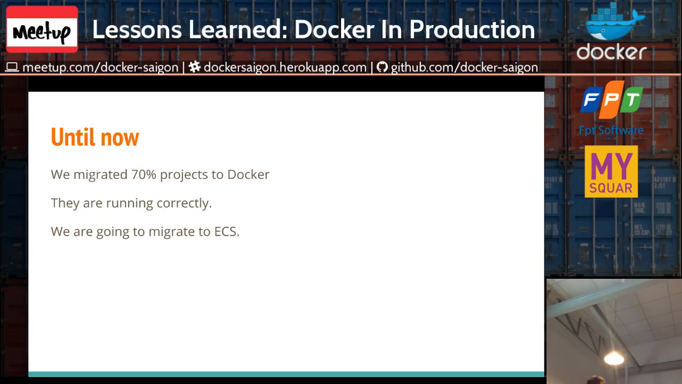And how much did you guys save after you migrated to Docker? 70% — like in terms of costs? Cost, yeah, how much did you save? I mean, how many percent? Cost, maybe 10%, we say, around the cost of AWS. I mean before and after you migrated 70% to Docker, did it save any money? Yes, it's probably save some money, maybe 10%.